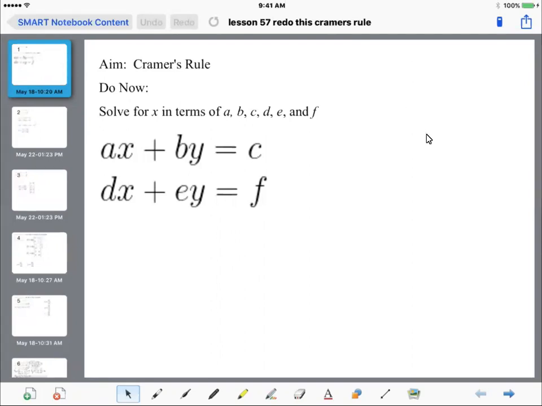To get us started, though, I would like you to treat A, B, C, D, E, and F as constants. What would happen if you did just the regular elimination method to isolate the X term, to eliminate the Y term? What would X be in terms of A, B, C, D, E, and F? So everyone take a few minutes to ponder that. I'm going to pause the recording and you can chat about what you come up with.